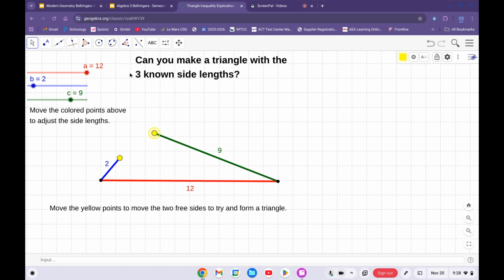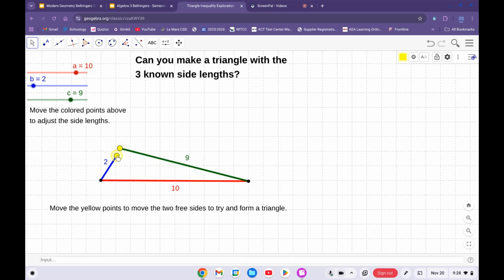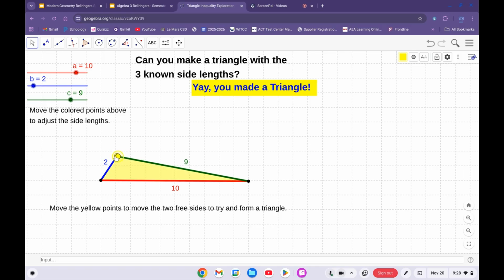All right, what if I decrease the size of the very bottom? Right now it's at 12. What if I decrease it down to a 10? Yeah, now they'll overlap. Now it's giving me that message: they're intersecting. Can you make a triangle? It's telling me I have to move that other side so I can get them to line up. Really close. Let me try to move this one down just a smidge. There we go. We got it.